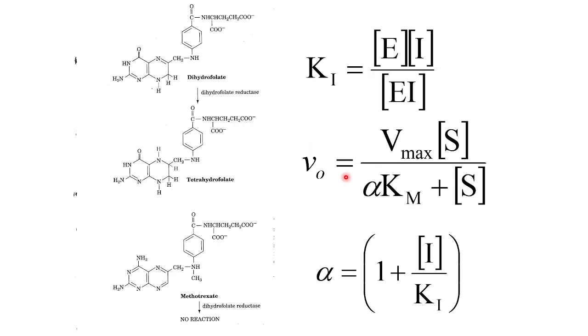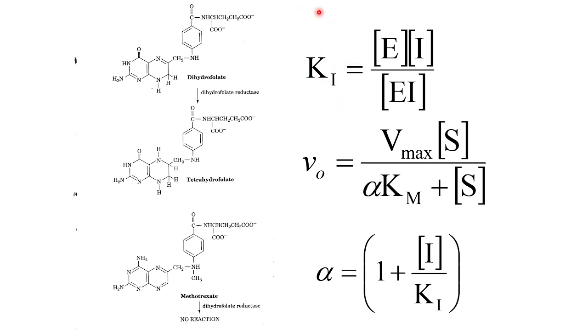So your V naught just changes a bit and it becomes Vmax by S naught. The numerator remains the same, but where you see a change is your alpha. So it is your Km value, where it increases by a term called alpha. So it becomes alpha Km plus your substrate concentration. So what is alpha? It is given over here, that alpha equals 1 plus your inhibitor concentration divided by your Ki. Okay, so that is what you get over here.